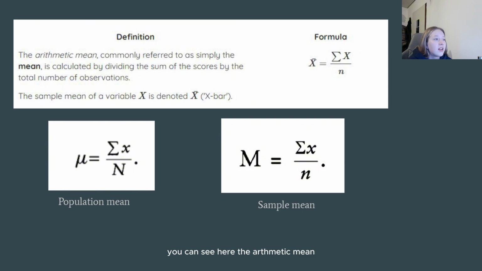You can see here, the arithmetic mean, commonly referred to as simply the mean, is calculated by dividing the sum of the scores by the total number of observations. You can see population mean and sample mean. Also, population size, the number of individuals who constitute an entire group or population, is represented by capital N, and sample size, the number of individuals constituting a subset selected from a larger population, is represented by a lowercase n.